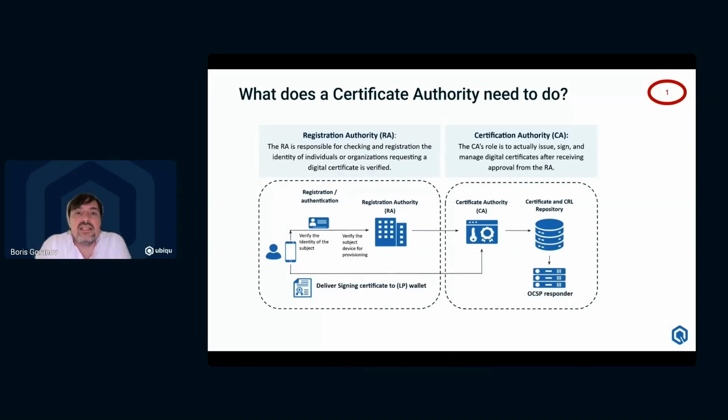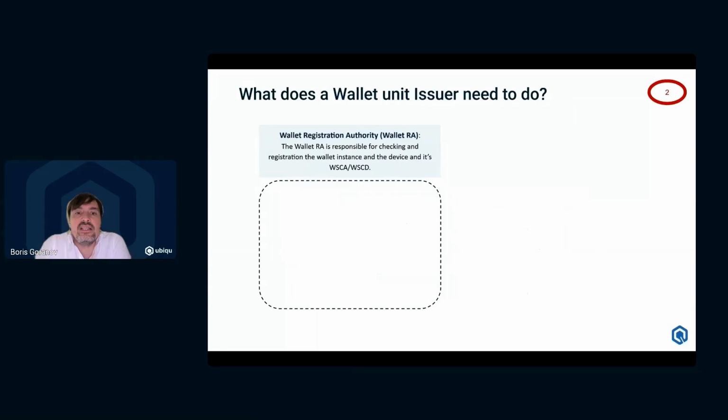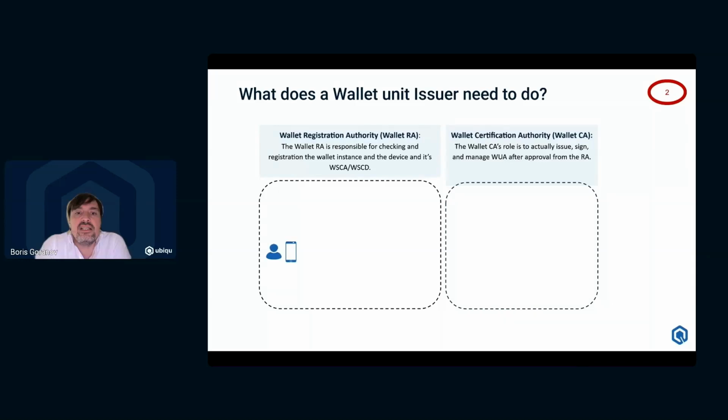Now, once all the parties in the ecosystem have their identity established, we can start building the trust anchors for the ecosystem. The first thing the user needs to do is download a wallet from a wallet issuer.